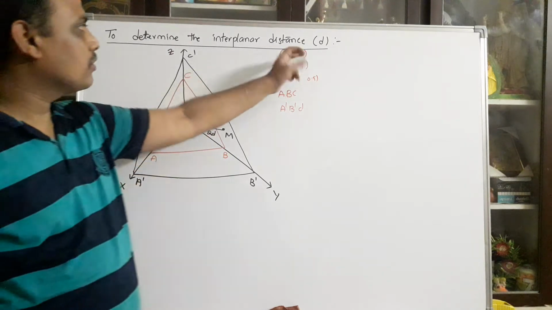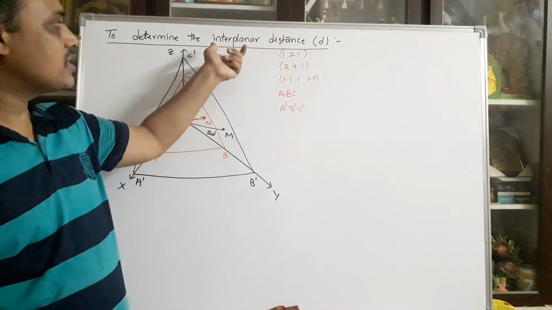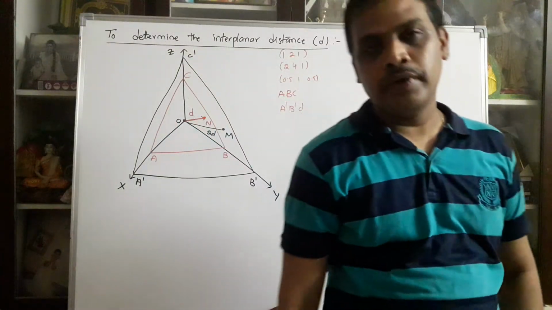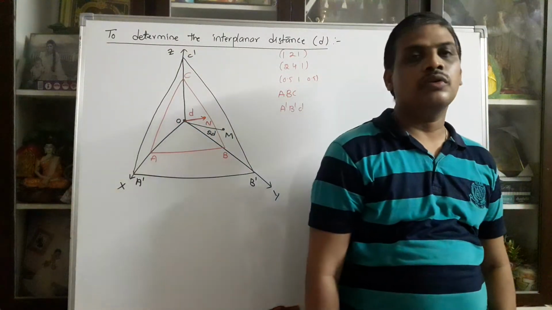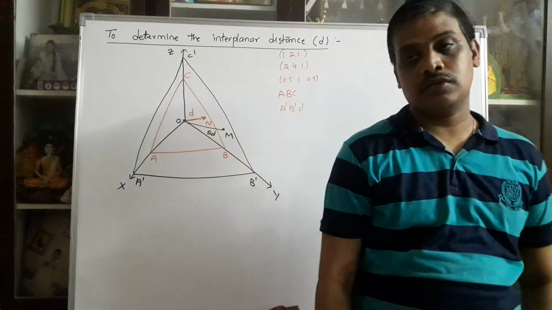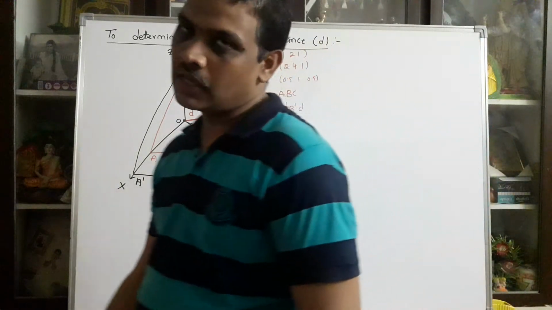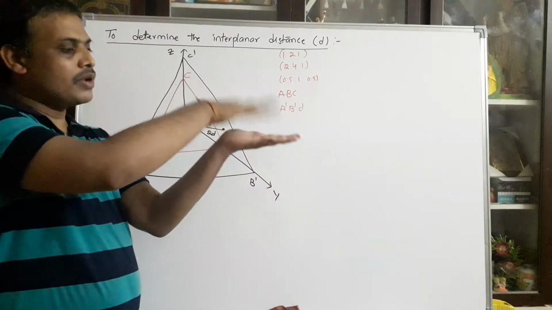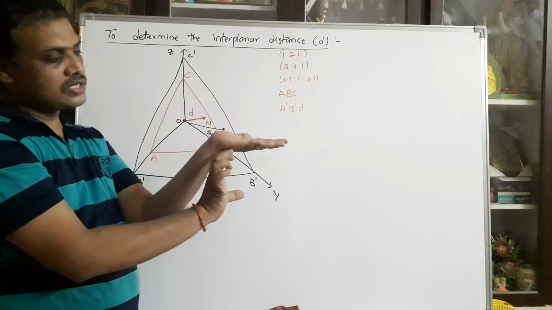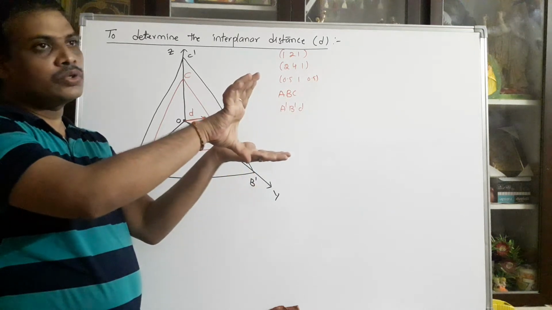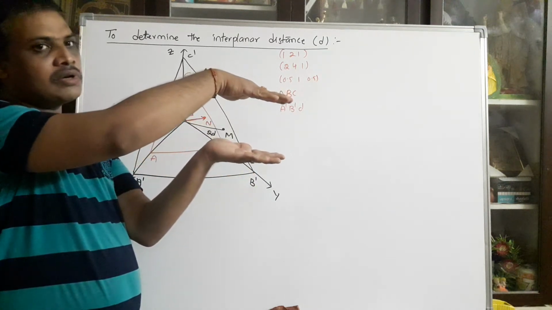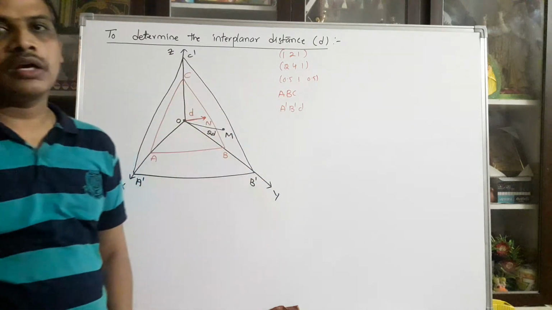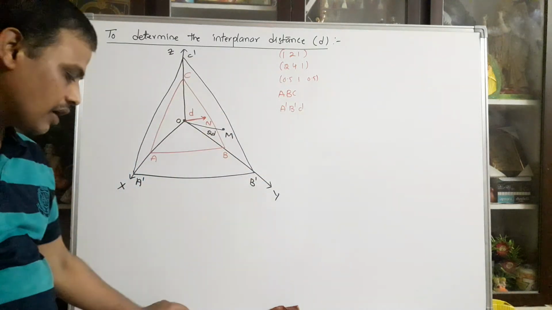According to the definition, what is the definition of interplanar distance? The distance between two successive planes, especially successive space lattice planes. So one plane is like this, another plane is like this. This plane is at distance d from the origin. This plane is 2d. The distance between these two is 2d minus d, which is nothing but d. That distance must be calculated.